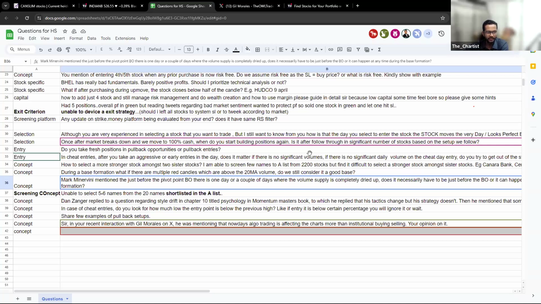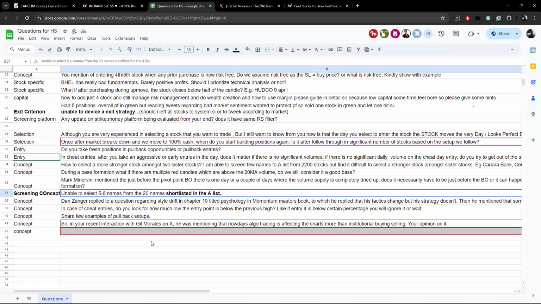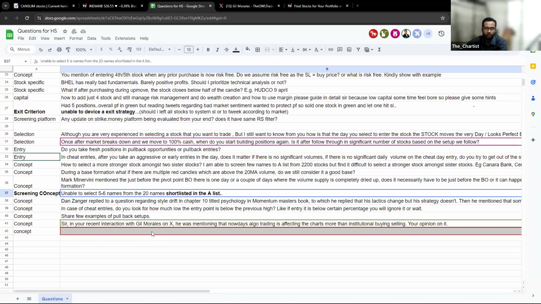Unable to select 5 to 6 names from the 20 names, okay? You have to check for EPS growth first. Then look for the strong sector. For example, metals is very strong, and most of the stocks are from the metal sector right now. So this will weed out a lot of names.